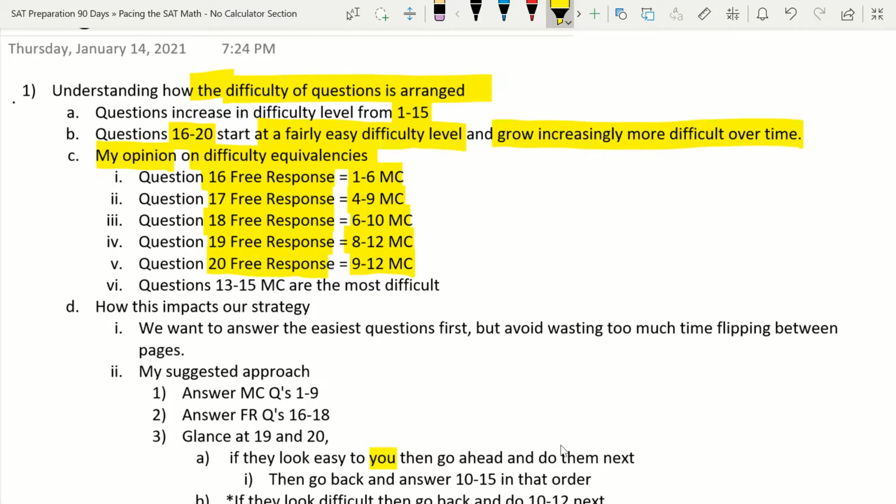Now, you may notice something. Where are questions 13 to 15? Well, questions 13 to 15 of the multiple choice tended to be the most difficult, and tended to be more difficult than even the hardest of the free response questions.